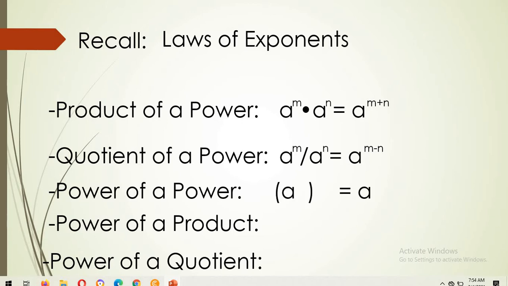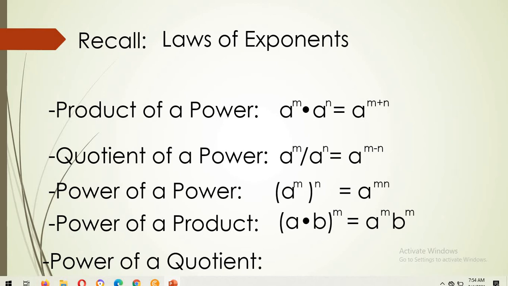Power of a power, we have a quantity A raised to M, then raised to N is equal to A, then yung multiply lang yung dalawang exponent, which is yung M at saka yung N. Next is power of a product. We have A times B, quantity of A times B, then raised to M. So all you need to do is to distribute the exponent. So it will become A raised to M, B raised to M.